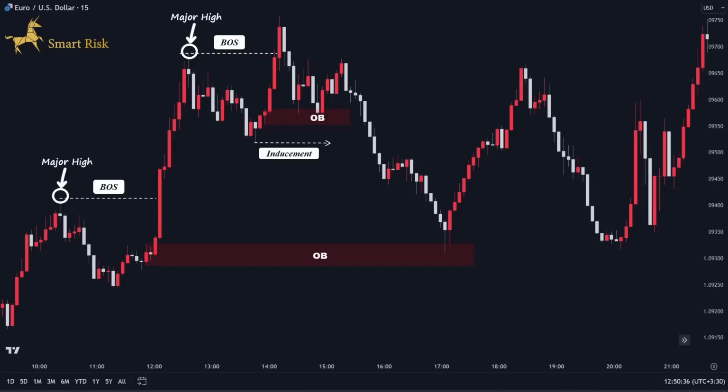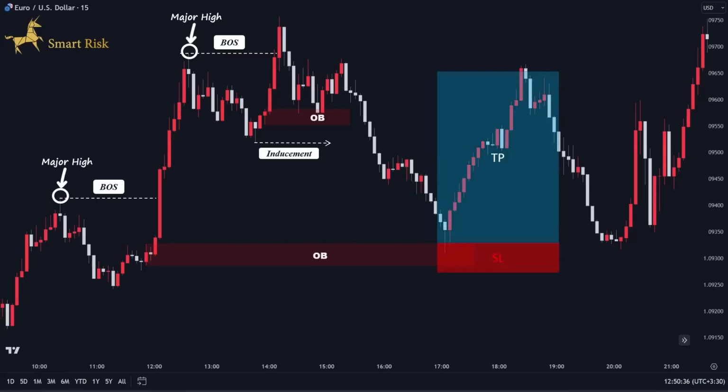Continuing, we see that the price continued its downward momentum, pulled into our valid order block, experienced a reversal, and subsequently pushed higher. If we were analyzing a live chart, this order block would present a great opportunity for us to execute a long position and enter the market.